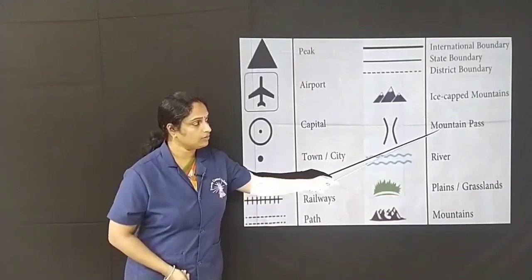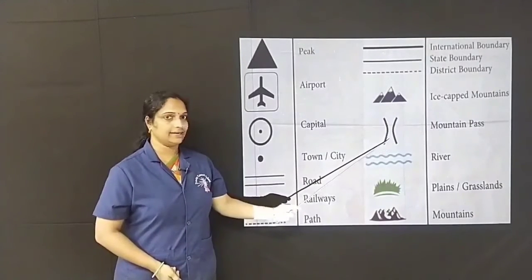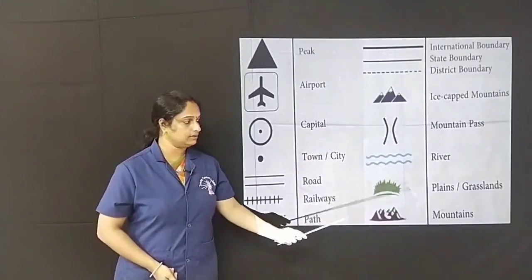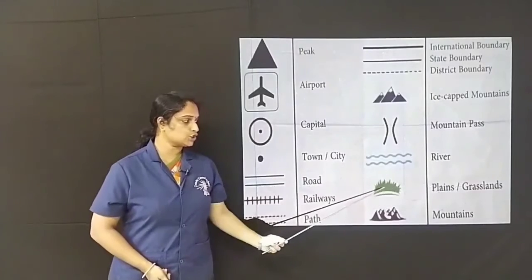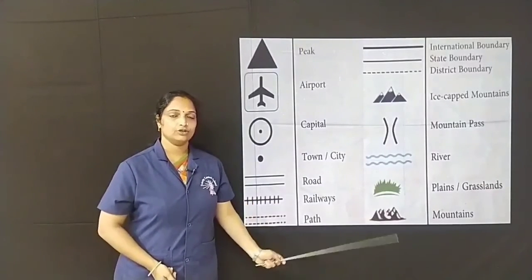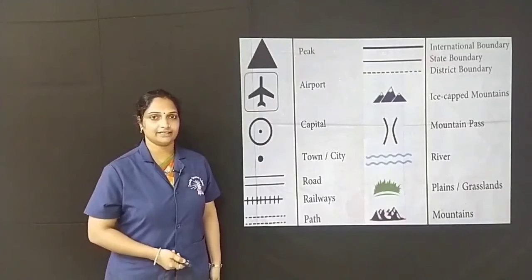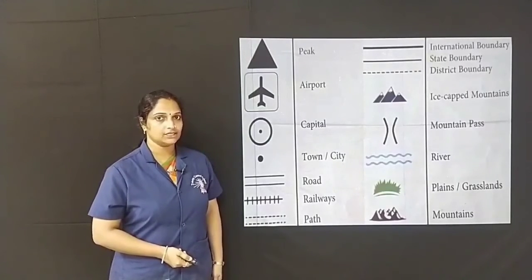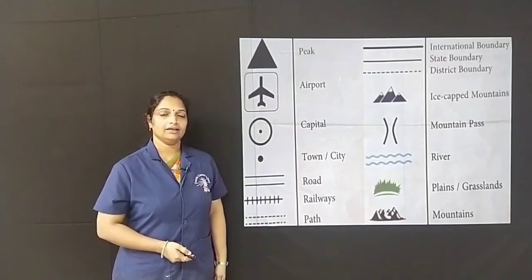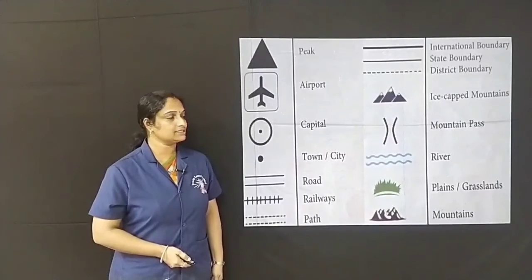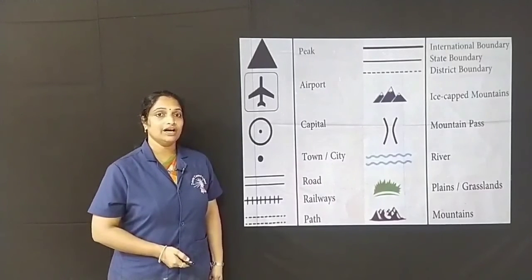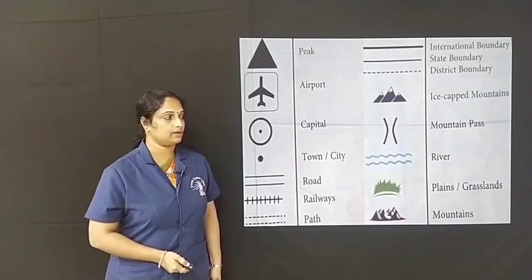Okay. Next is mountain pass. You can see these bended lines, crossed lines. Next is river, shown in blue color. Next, plains and grasslands are shown in green color. Next, mountains are shown in brown color. So these are the important key factors which help us to study a map deeply, or we can get information by these symbols. So these symbols and signs are very important to represent things on a map.